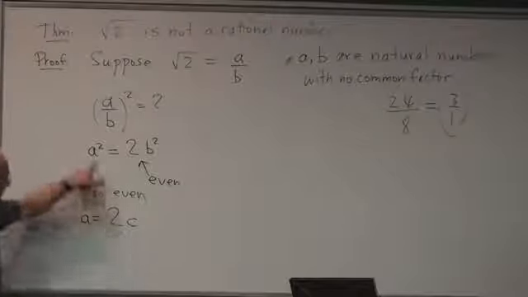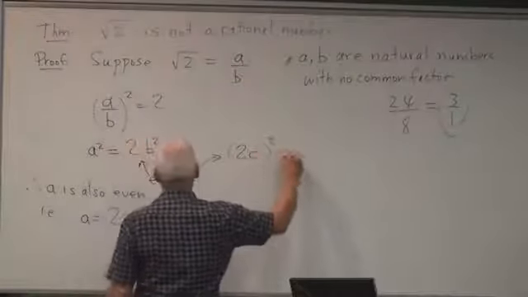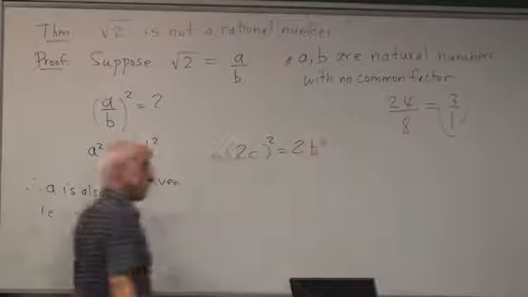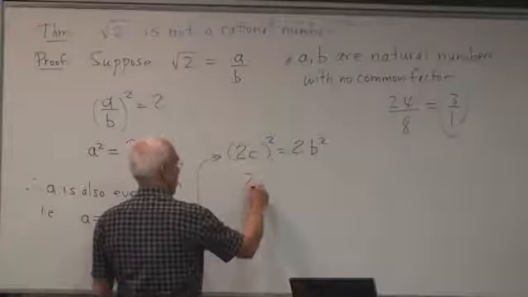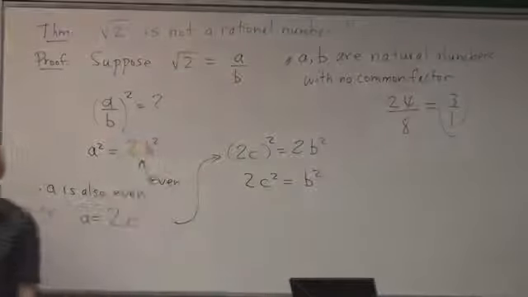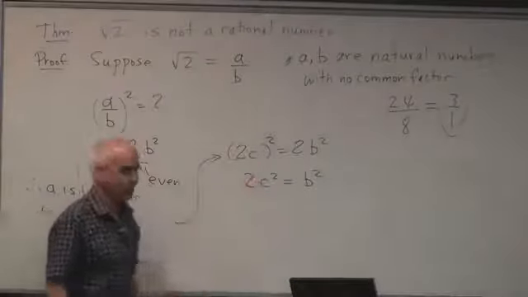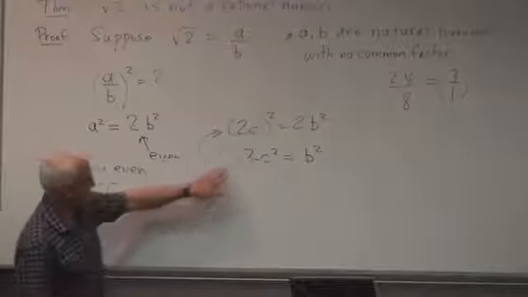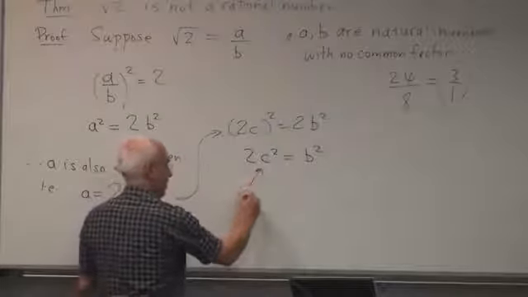All right, now we're going to plug that back in here. Now we get (2c) squared equals 2b squared. And when we expand this out and divide by 2, we get 2c squared equals b squared, because there was a 4 and a 2, and the 2's cancel, so we have a 2 on this side. This looks a lot like what we just had. Now we see that the left-hand side is even.